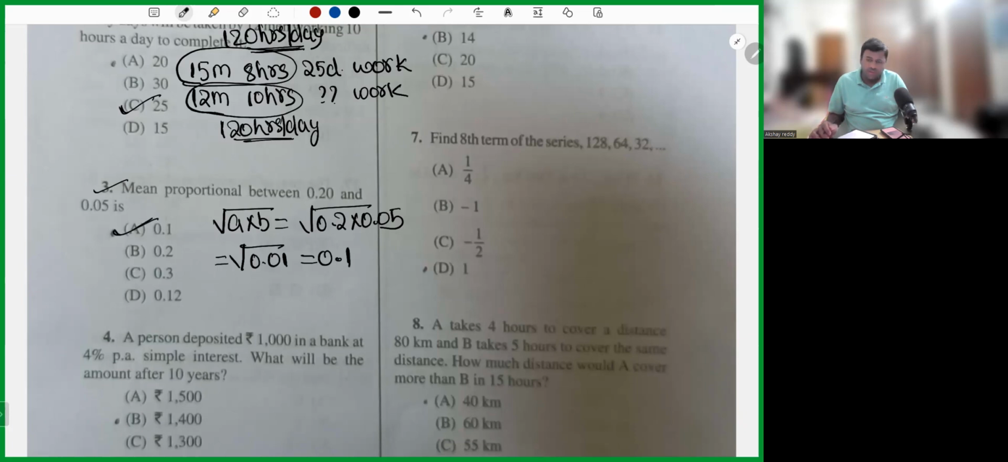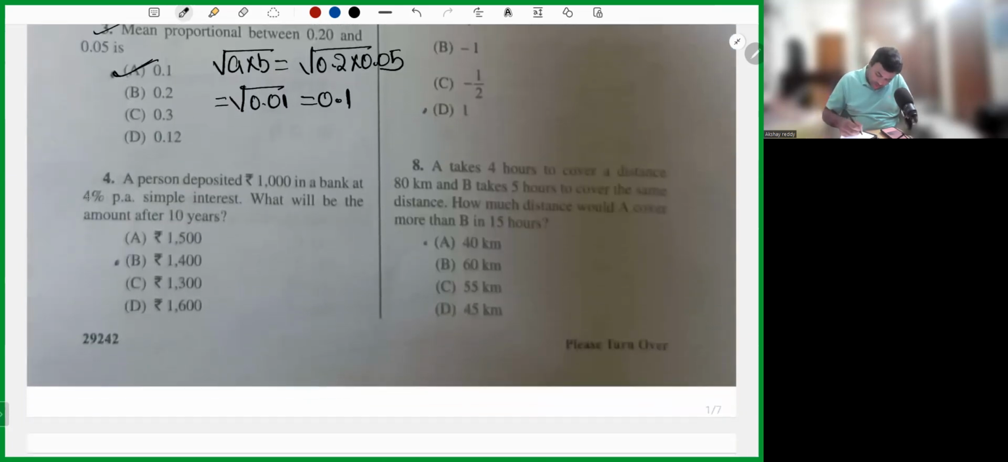Simple question, sir? Yes, a simple question. Next, question number 4. A person deposited 1,000 rupees in a bank at 4% per annum simple interest. What will be the amount after 10 years? Means he's asking you to calculate the accumulated amount. How will you get accumulated, my dear friends?